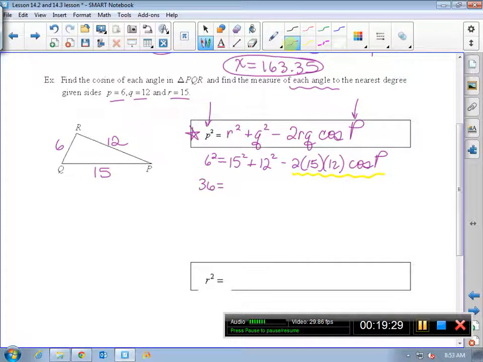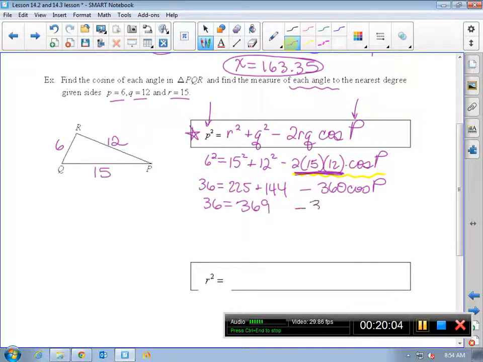Here we have 36 equals 225 plus 144 minus, we can multiply these together, but remember they're glued to cosine of P. So 2 times 15 times 12 is 360 cos P. Polishing it up a little bit, 36 equals 225 plus 144, 369, minus this term. Keep this term by itself, kind of off to the side. We're going to subtract 369 over.